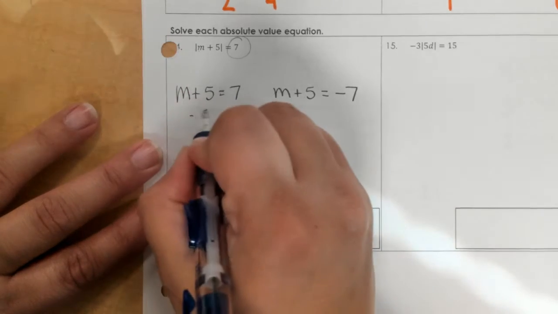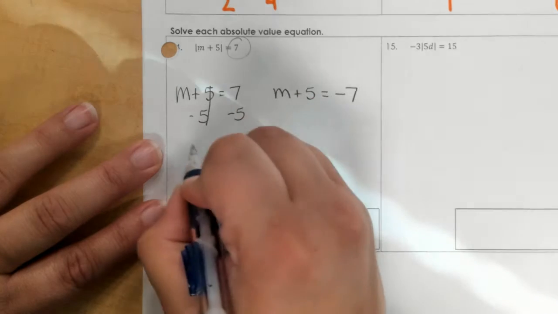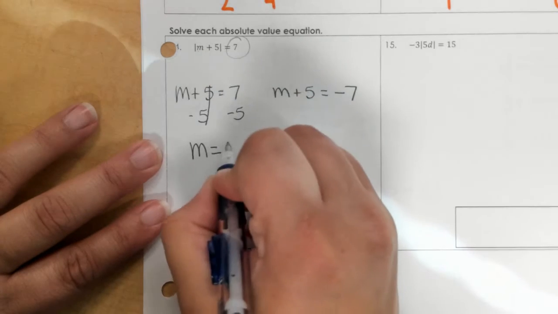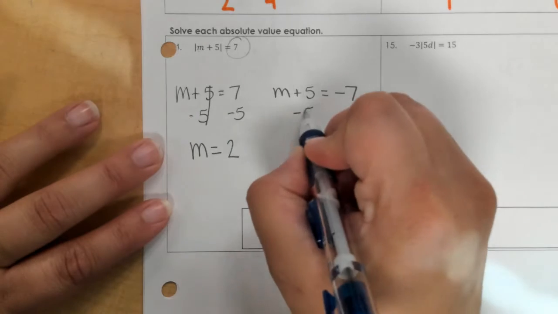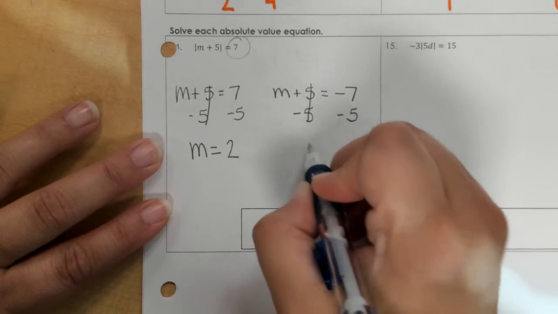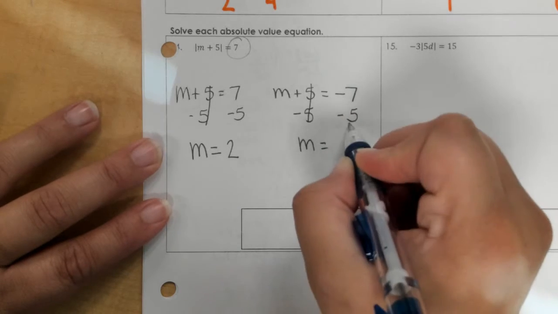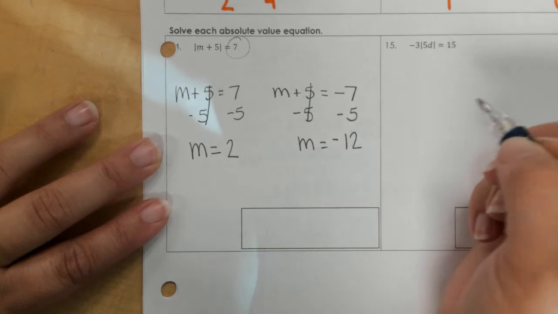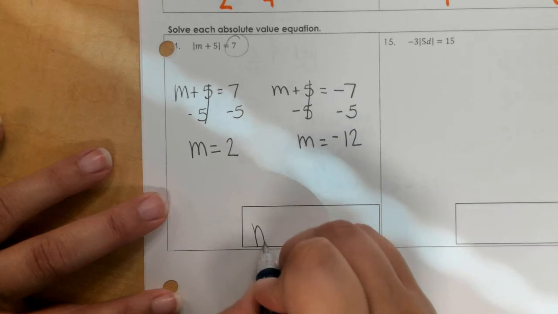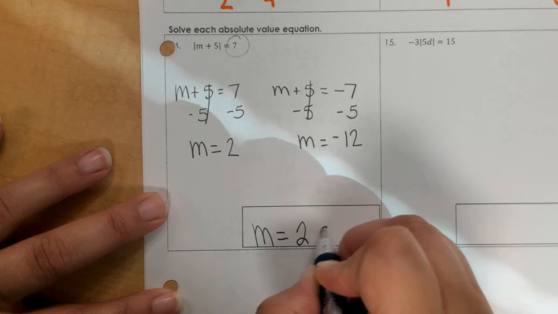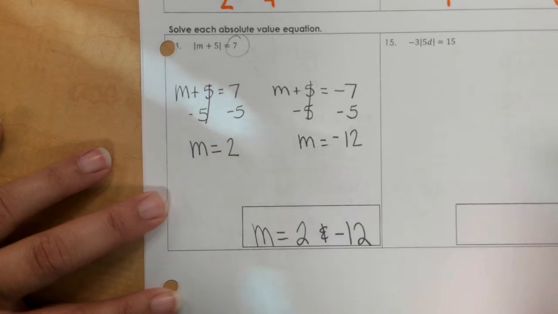So I would subtract 5 and get 2. Here, if I subtract 5, I would be adding the two numbers and getting negative 12. So my two solutions are 2 and negative 12.